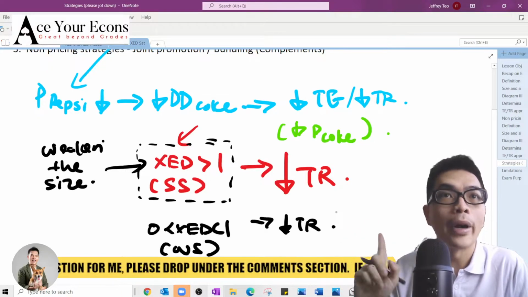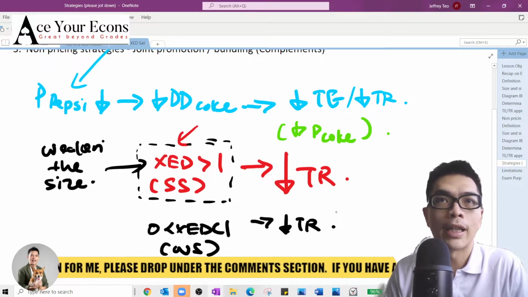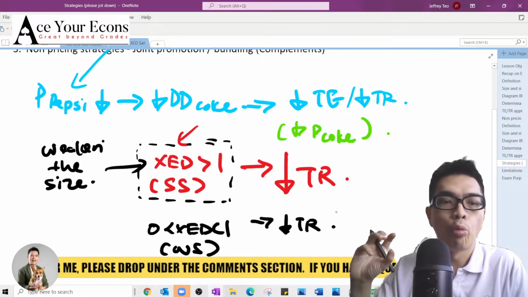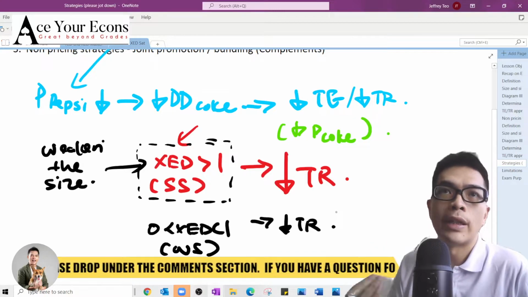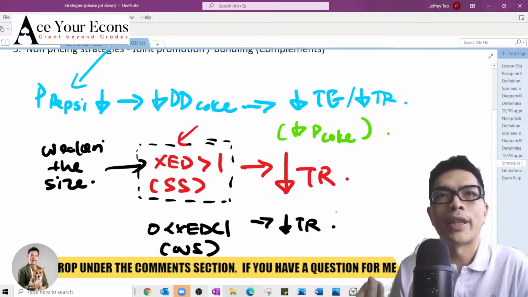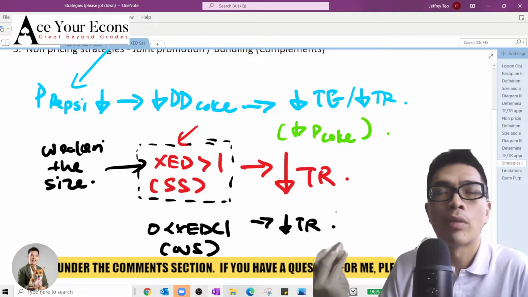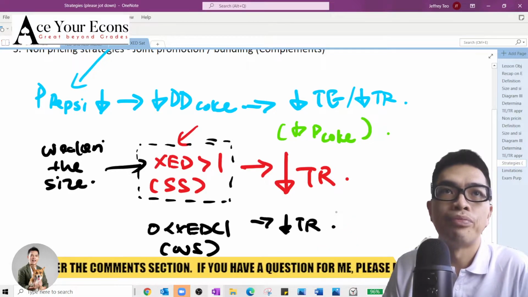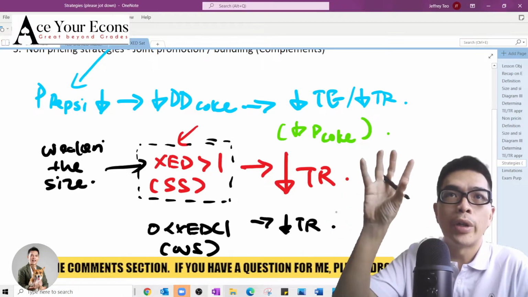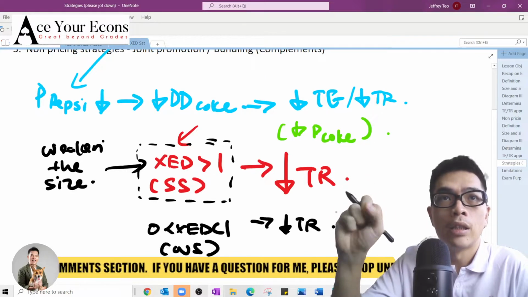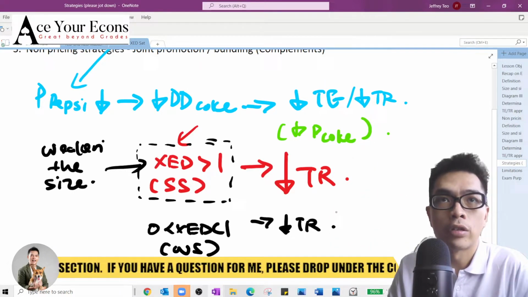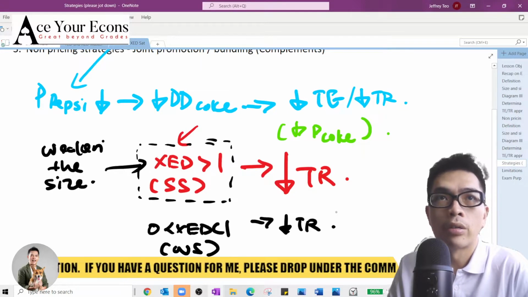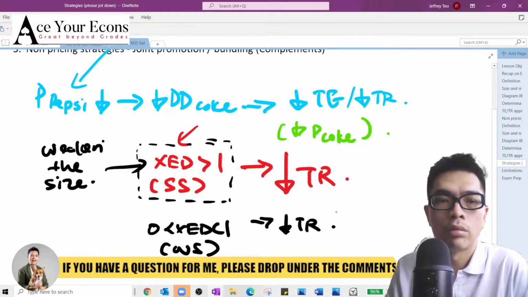So this is non-price. We are not talking about matching price cuts. We are talking about weakening your XED so that you are more insulated. The correct word is more protected or insulated against price cuts of your rival. So the more you can shrink your XED, the less your demand curve will be affected by rivals' price cuts. Then you're going to protect your total revenue. Is everyone clear?